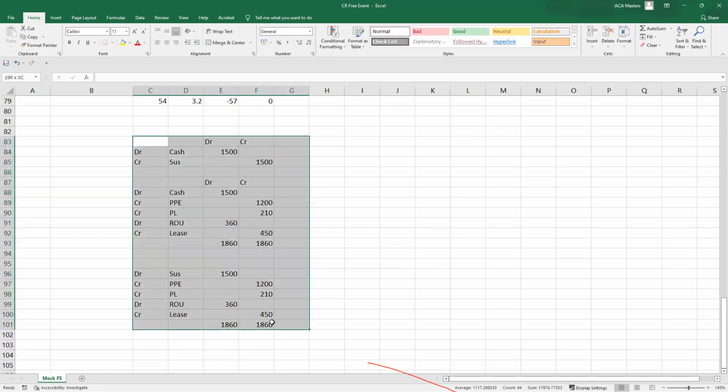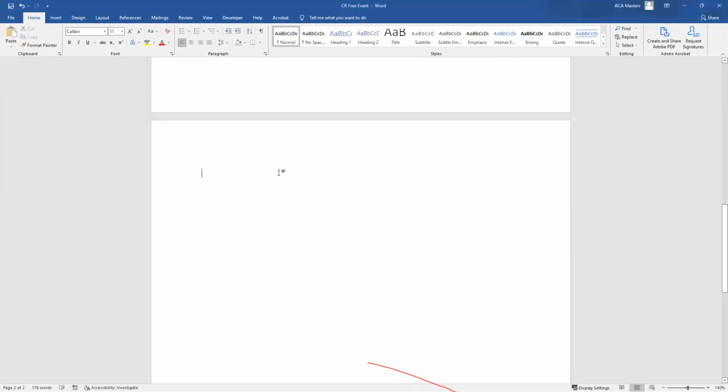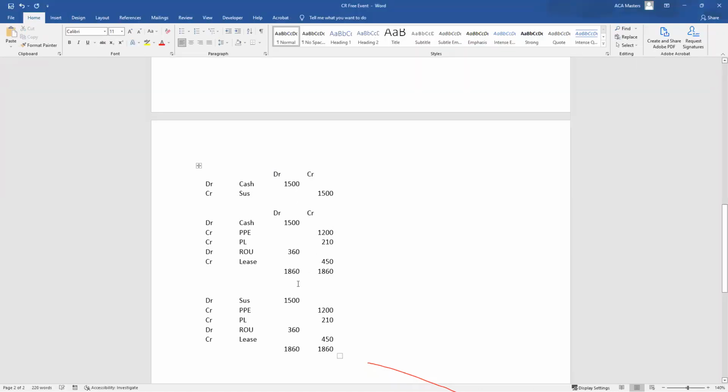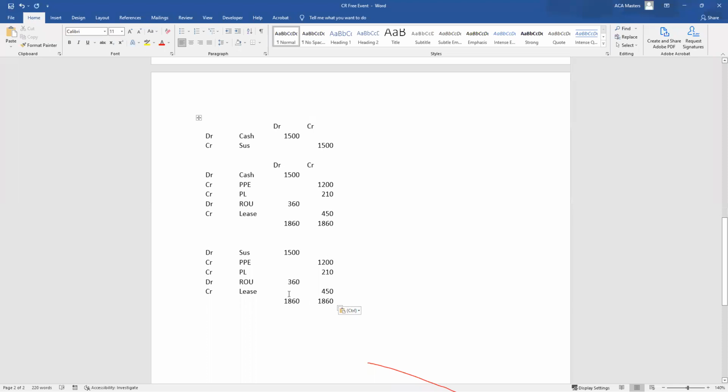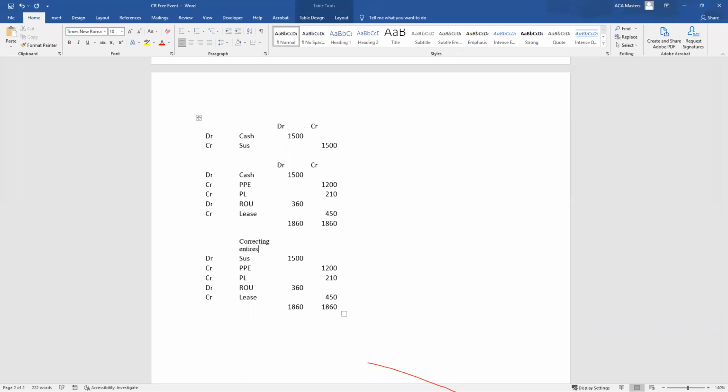So you could show all your workings, probably best to, in my opinion, if you've done the workings, show them, because there might be something in there that you get credit for, which you might not have got right down here. But you could just put here "correcting entries", just so the examiners are clear. So hopefully, that's quite clear.